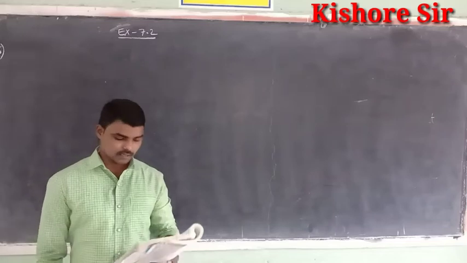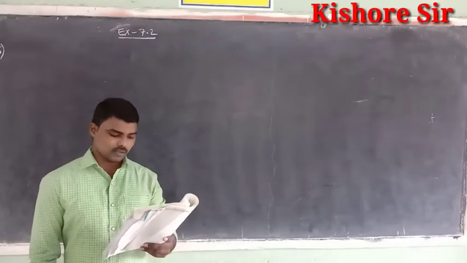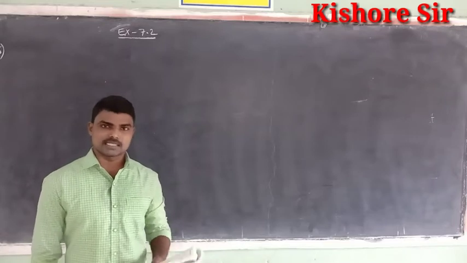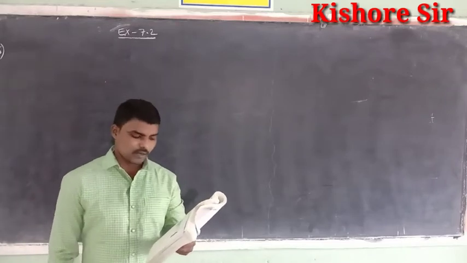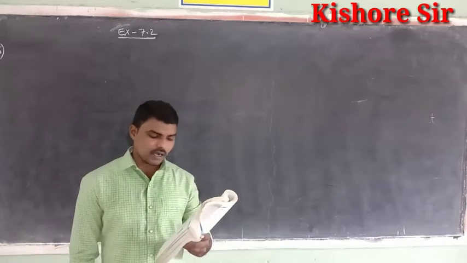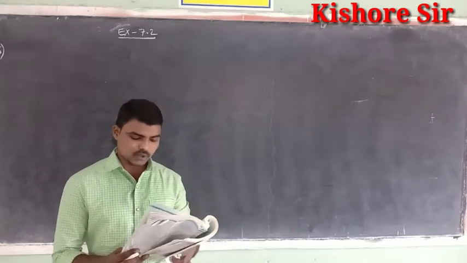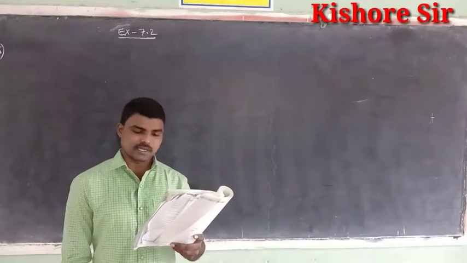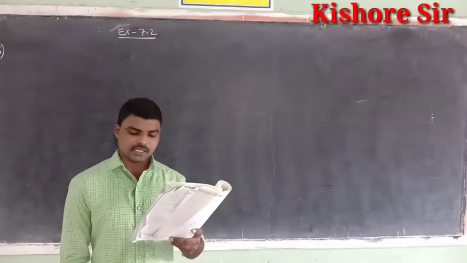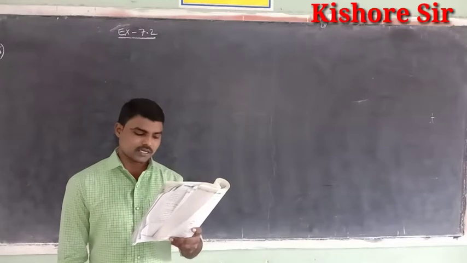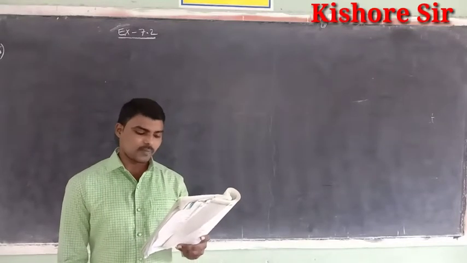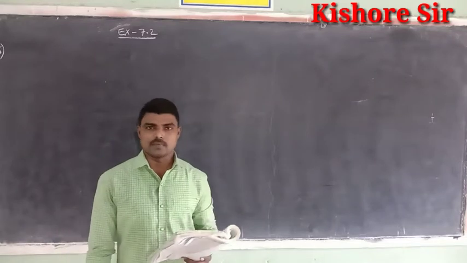Hi students, in exercise 7.2, 5 problems are completed. Now, problem number 6. If A and B are (-2, -2) and (2, -4) respectively, find the coordinates of point P such that AP is equal to 3/7 AB and P lies on the segment AB.